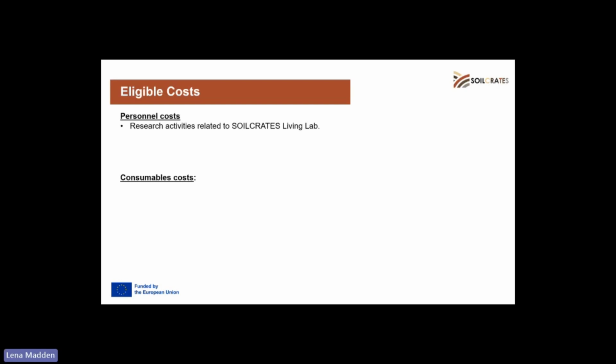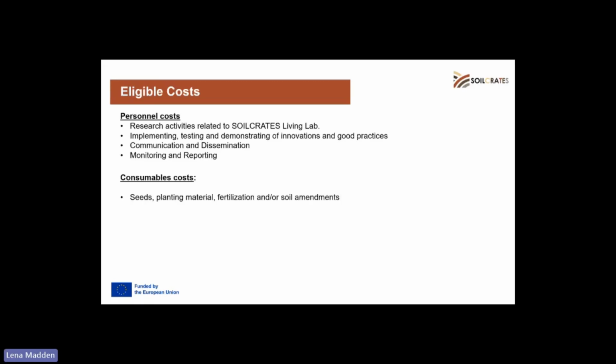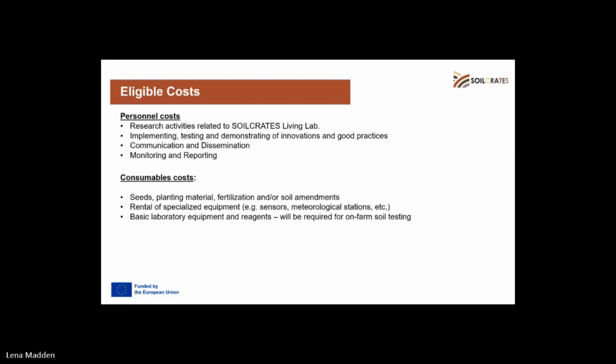So, what is personnel? What could personnel cost include? Research activities when you're researching the project, implementation of the tests and testing, communication, dissemination, monitoring, and reporting. So that's when you're doing sampling. And consumables, again, seeds, plant material, fertilization, rentals of specialized equipment, basic laboratory equipment and reagent. Why do we say that? The tools will be testing everything.